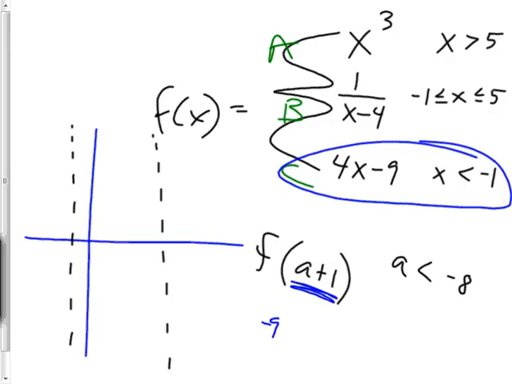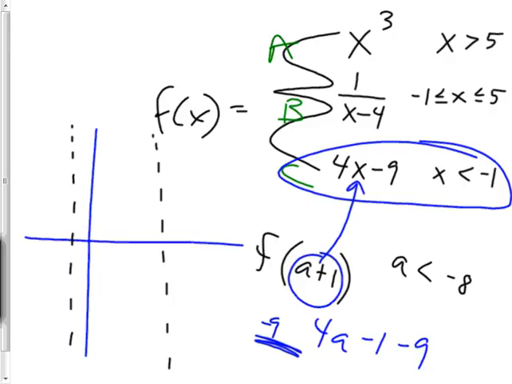Now that I know I should use that one, I just stick a plus 1 into that function right there. So now it's 4 times the quantity a plus 1 minus 9. This would be a sad mistake. Do you get why that would be wrong? And not just because the -1 and the -9 could go together. There's something wrong with that. Oh, wait, there's two things wrong with that. Now, that would be a more common mistake answer.